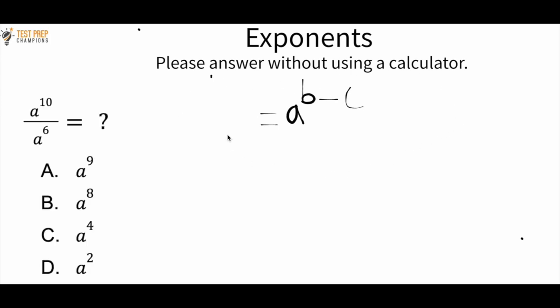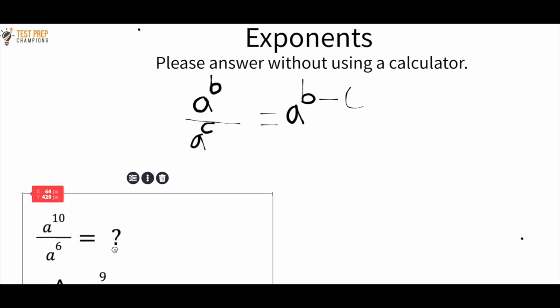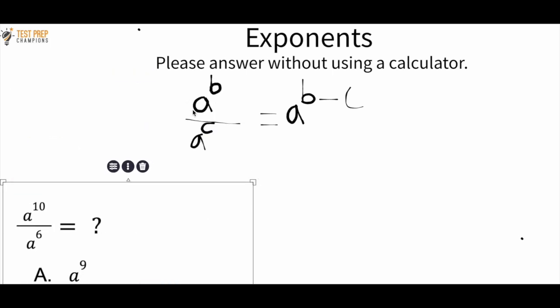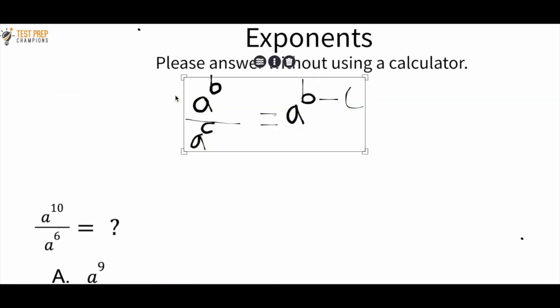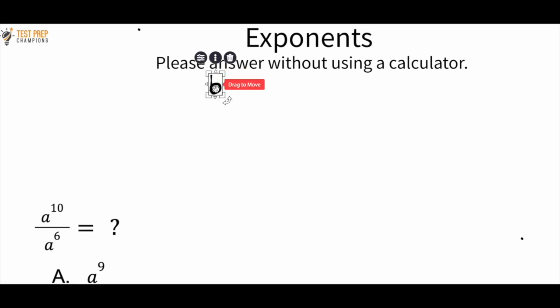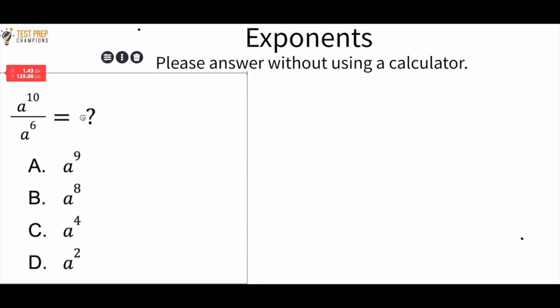All right, so let me show you an example now, and it actually covered up the rule. So here's the rule right here: a raised to the power of b divided by a raised to the power of c is equal to a raised to the b minus c. All right, so hopefully this makes sense. So let me get rid of this here so I can fit the question on screen, because here's the example that I wanted to go over. It's a raised to the power of 10 divided by a raised to the power of 6. Is this equal to A, B, C, or D?